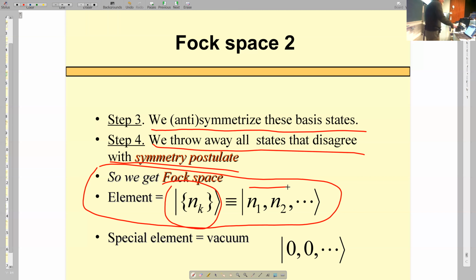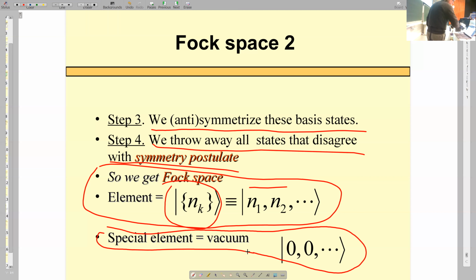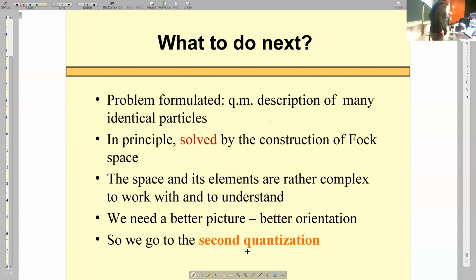And again, as I said, vacuum is also an element. It is promoted to a legal quantum state. That's it, we got the space, but we also recognized the difficulty.